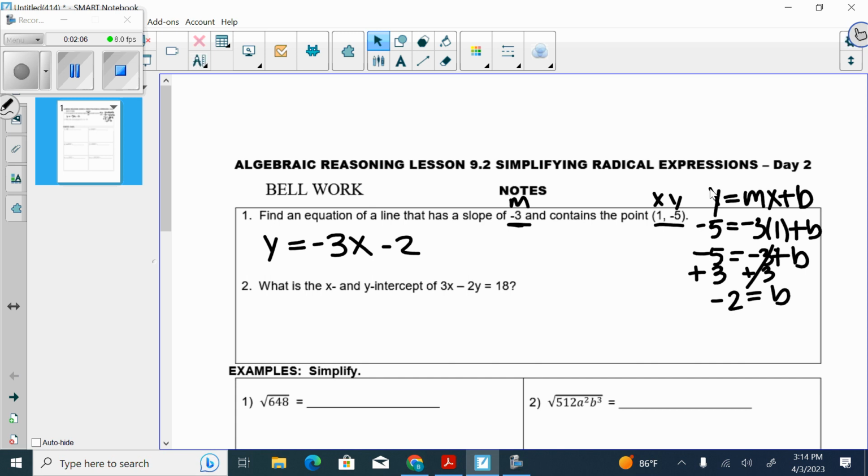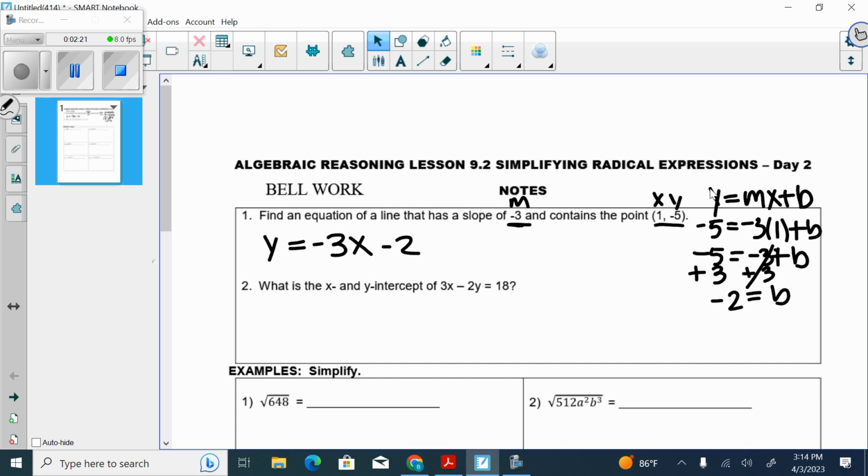We added the 3 to get B. So basically to find B, you just have to plug in for everything else, and then whatever's left is B. Yep. We plug in for everything and just solve.